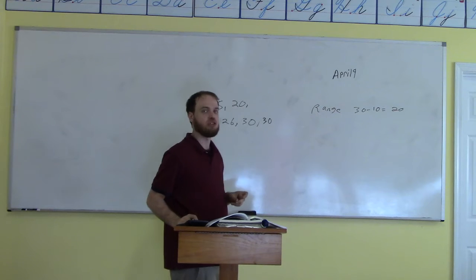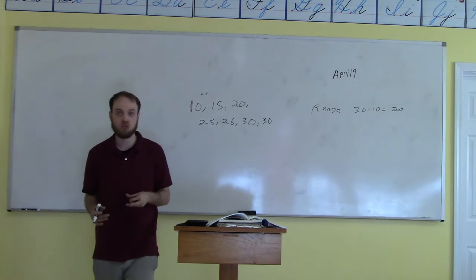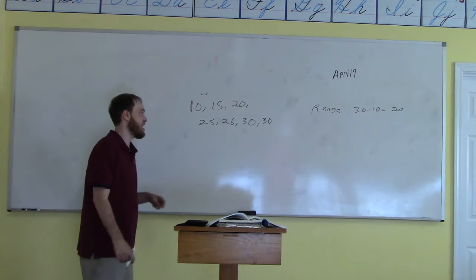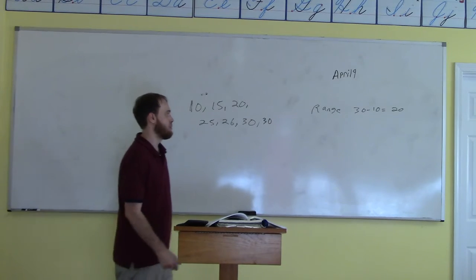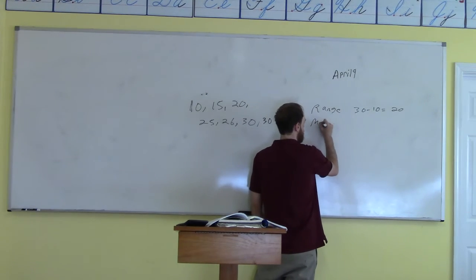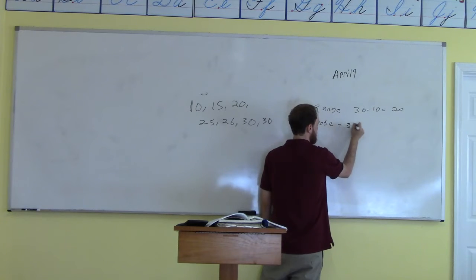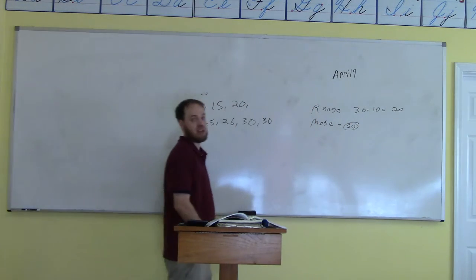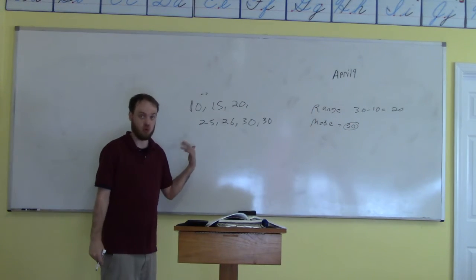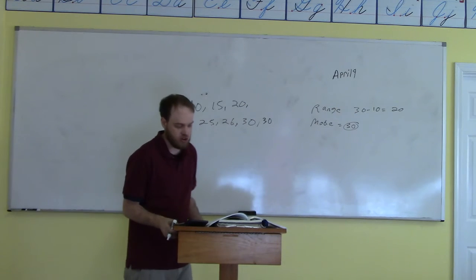The mode is the piece of data that occurs the most. For this set of data, notice that the 30 happens twice, so the mode would be 30 because it happens twice, and none of the others occur more than once. The mode is whichever one occurs the most.